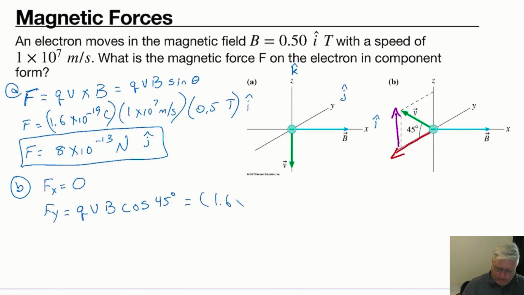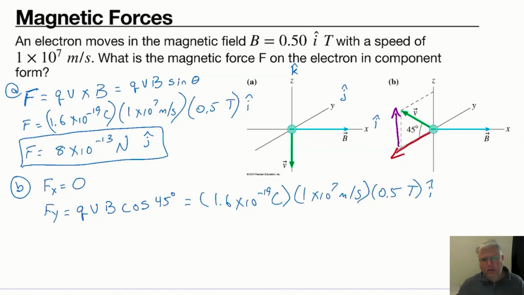Okay, so again, 1.6 times 10 to the minus 19th coulombs, 1 times 10 to the 7th meters per second, 0.5 Teslas in the i hat, times cosine of 45, which is 0.707, and y is the j hat direction. So essentially the same as what we got for part A, but just times 0.707, right?